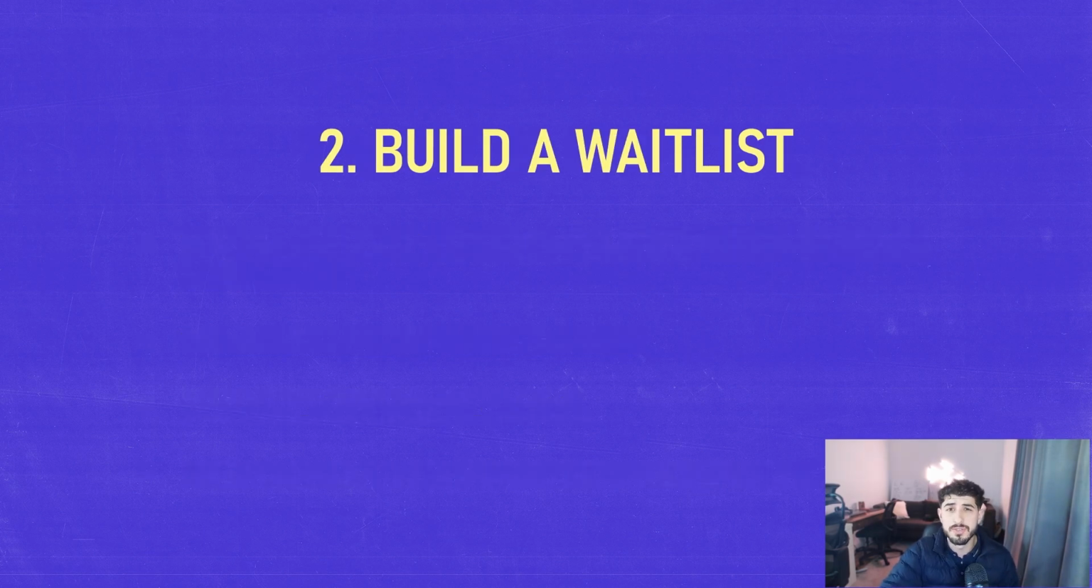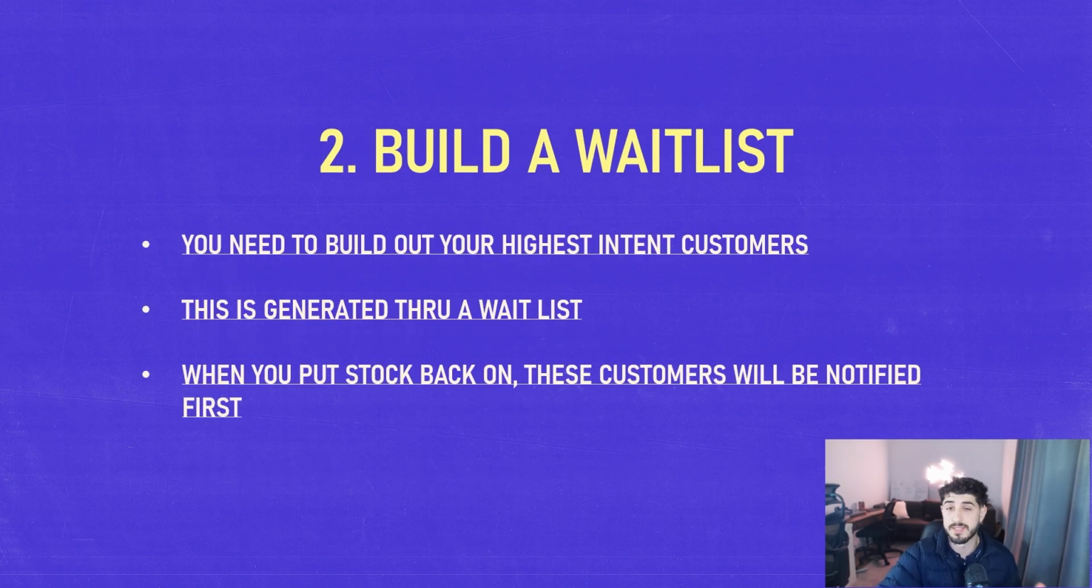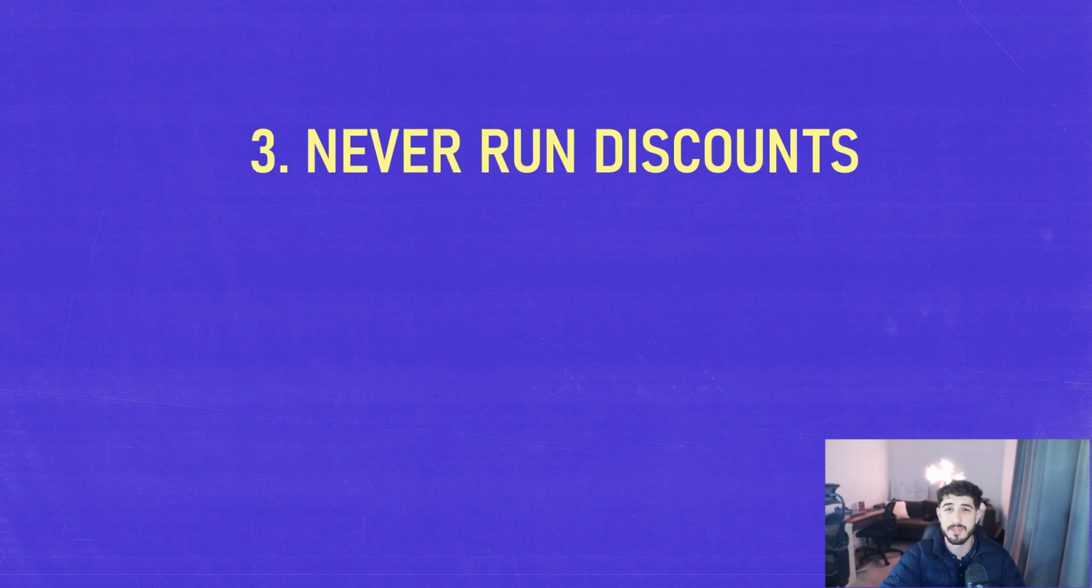Number 2, what you're going to do is build a wait list. This might sound simple again, but there are a few apps you can get on Shopify, for example, that when you run out of stock, a little join waitlist button appears. As soon as someone joins the waitlist on your product, as soon as you come back into stock, they'll get notified by SMS and email. This is massive because it fills out your highest demand audience straight away. So when you put stock back on, these customers will be notified first. And we can segment these customers.